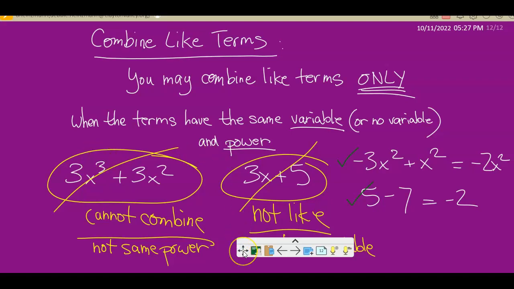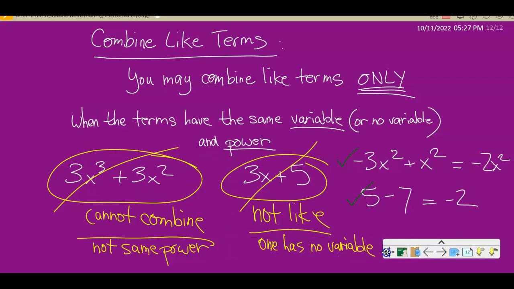So let's go to this example. 3x plus 5. Once again, cannot combine them. They are not like. One of these terms has a variable, and the other does not. These stand for two different quantities, completely different.